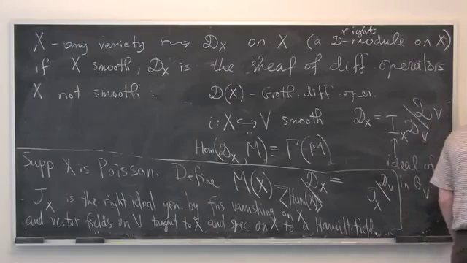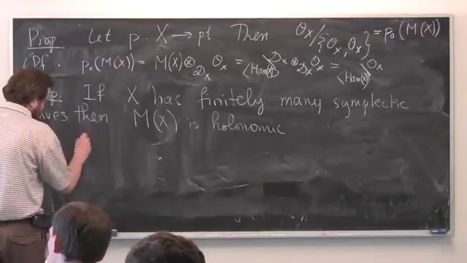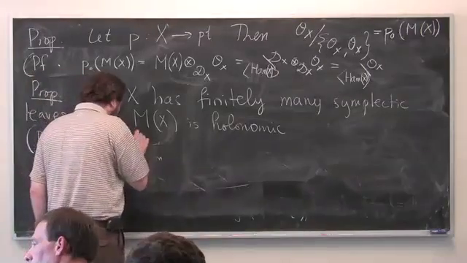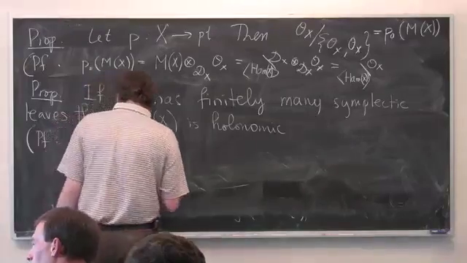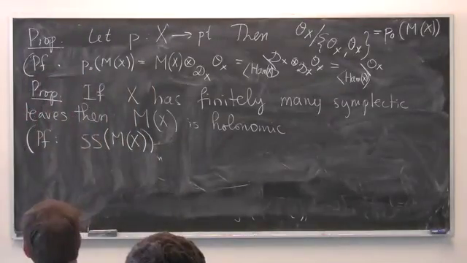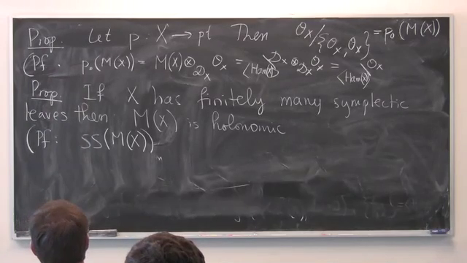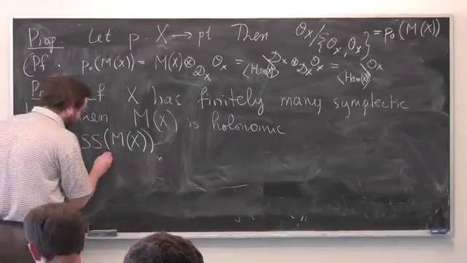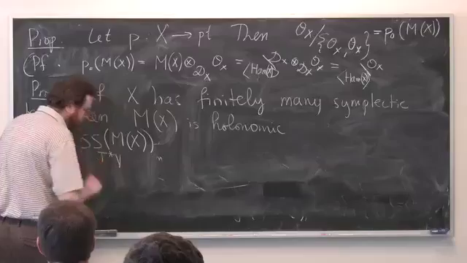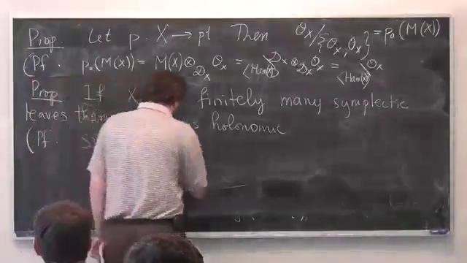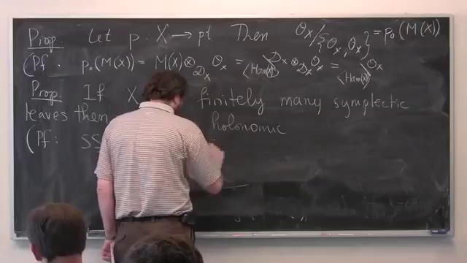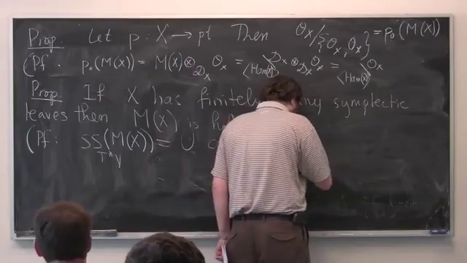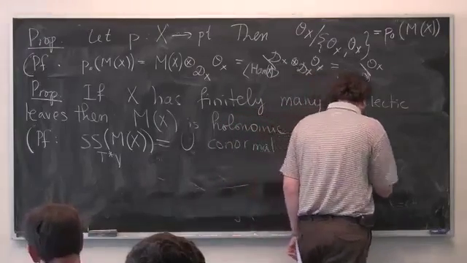You can see from the definition that you can look at the singular support of this D-module, the singular support of M(X). I will think of it as a D-module on V, where X is embedded into a smooth variety V. So the singular support then will be inside the cotangent bundle of V. And this is just the union of conormal bundles of symplectic leaves.